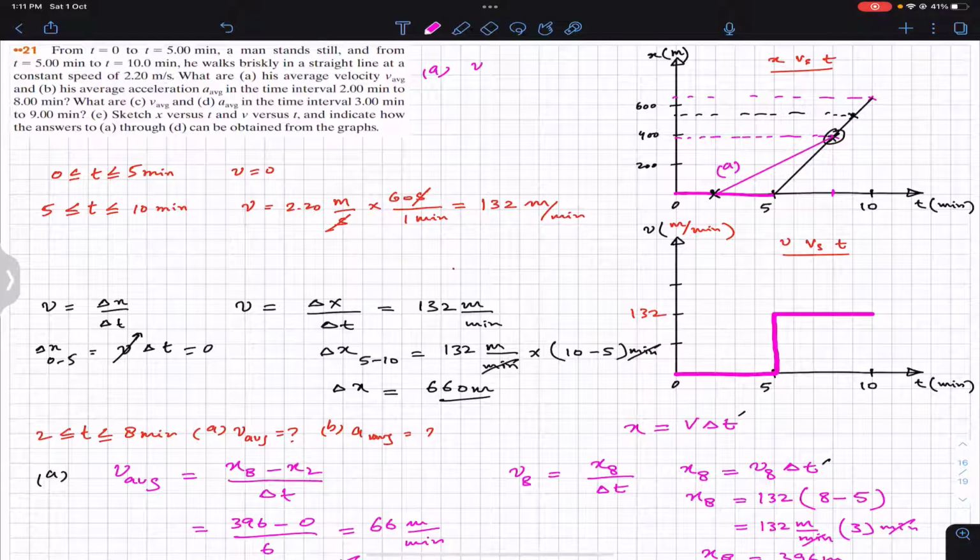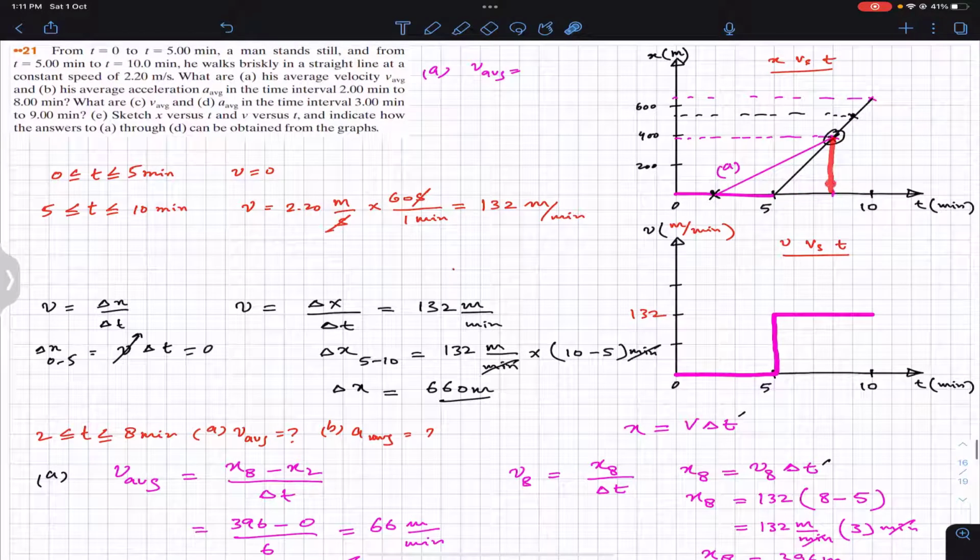this will be V average, and the slope of this line will be the rise divided by the run. So now the rise is 396, right? But if we do not know the exact value using the graph, so we can say that this is approximately 400. So 400 divided by this 8 minus this 2, so 6. So this is 400 divided by 6.